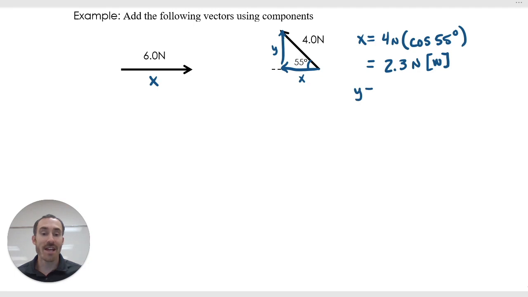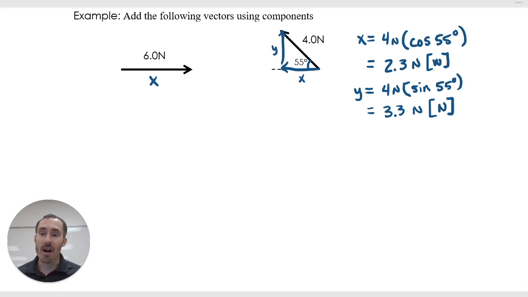Then we will do the same thing with y, except it's sine this time, right? And so it's 4 newtons times, that's a terrible bracket, but let's go with it, times the sine of 55 degrees. And then you get 3.3 newtons. And that's to the north.